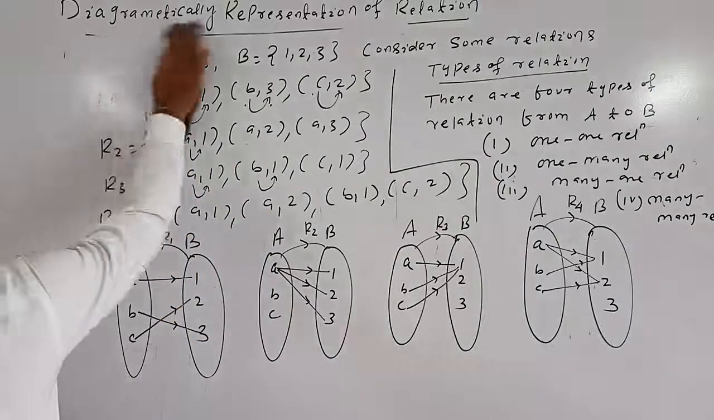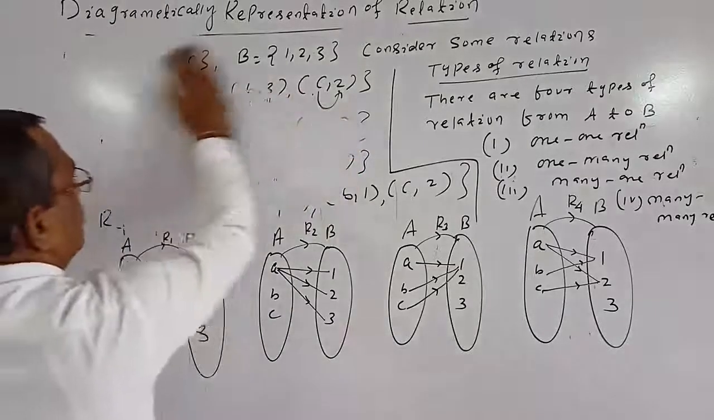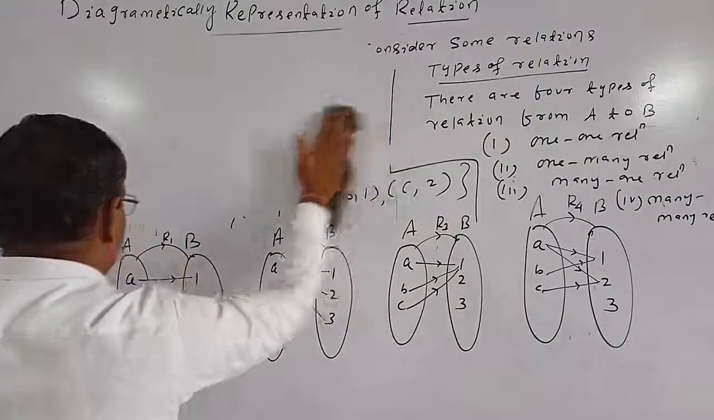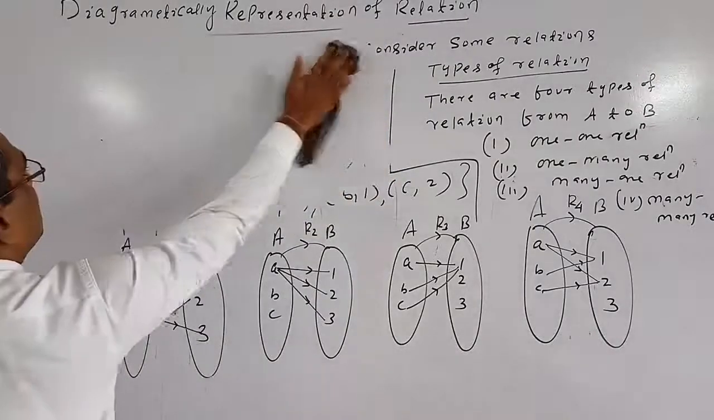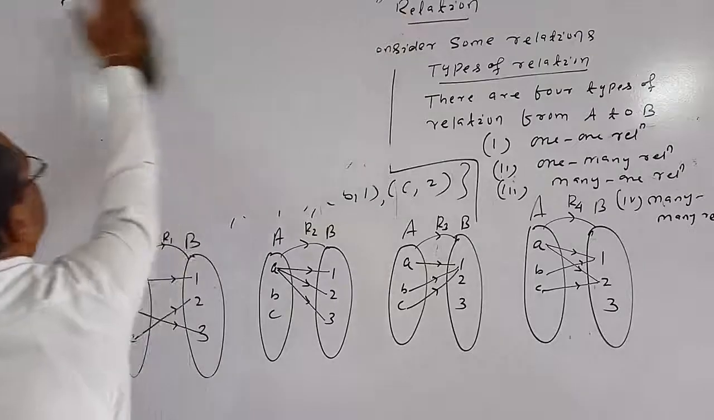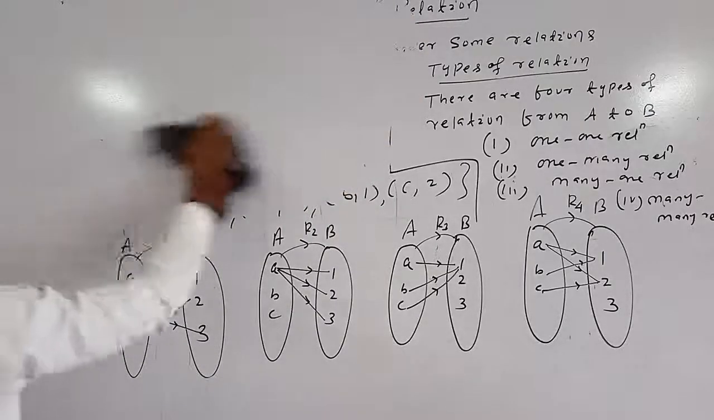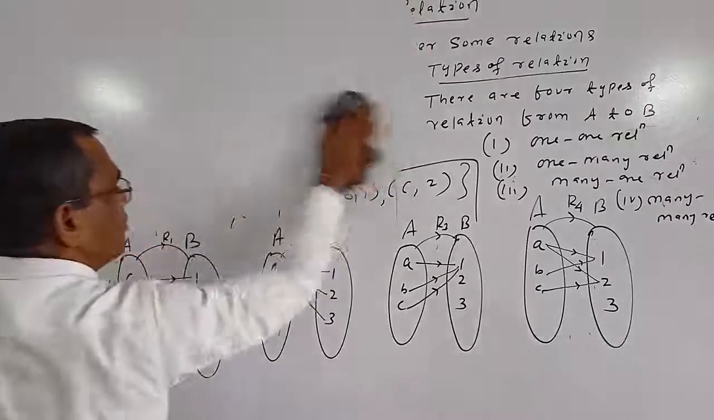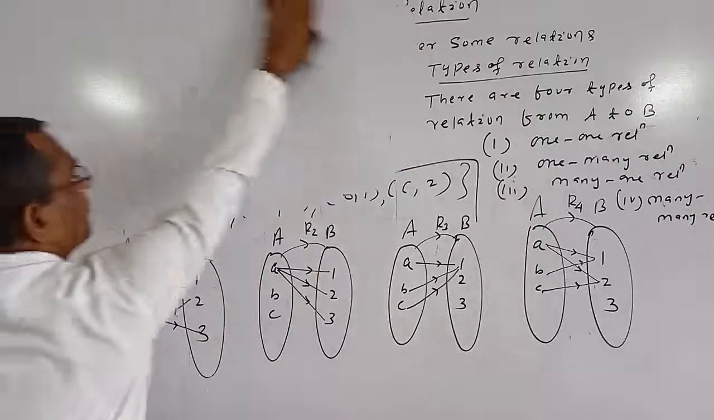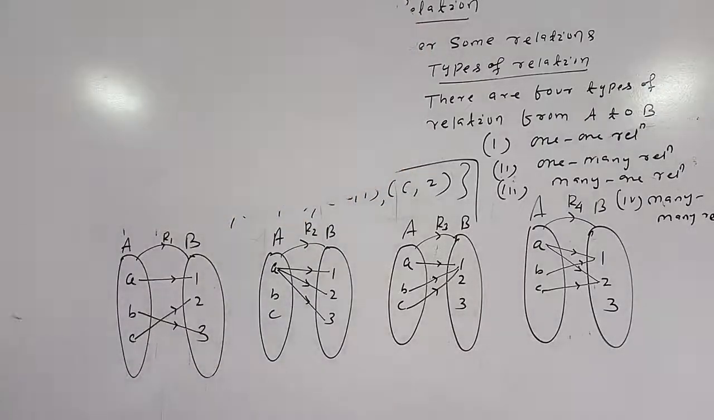Now we write the definition of the one-one relation: different elements of set A are related to different elements in set B.